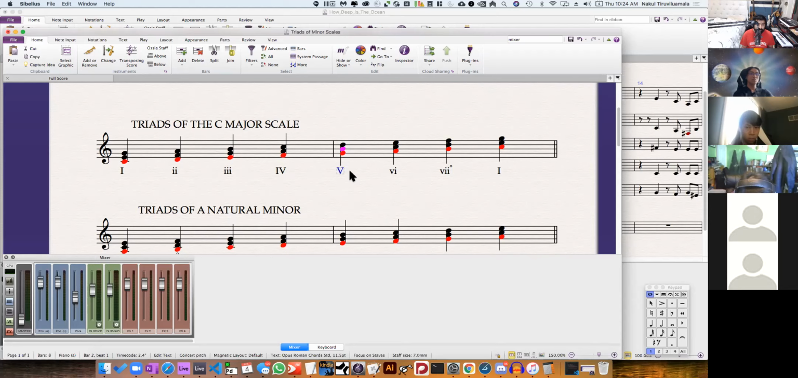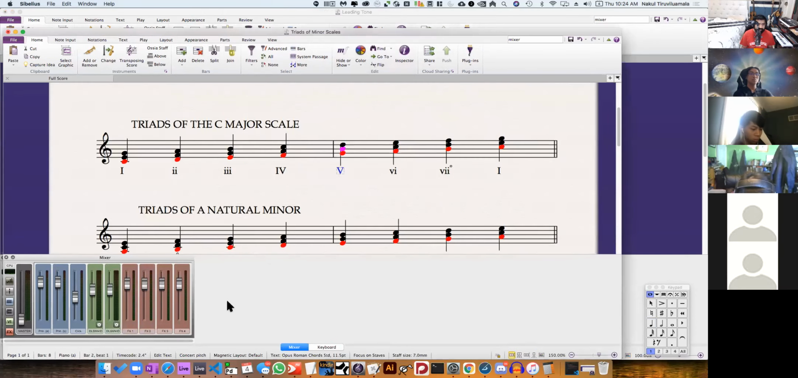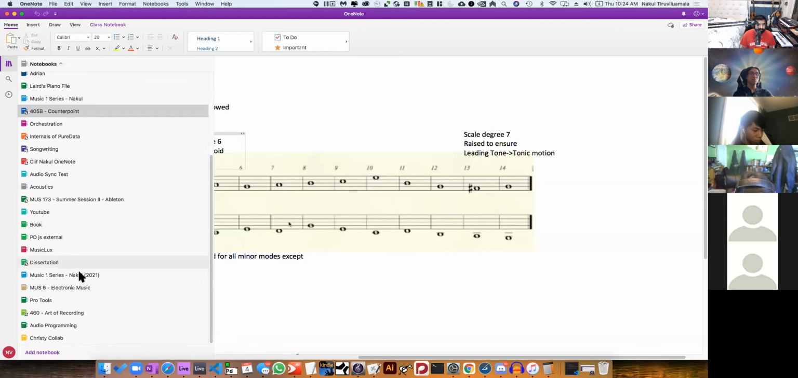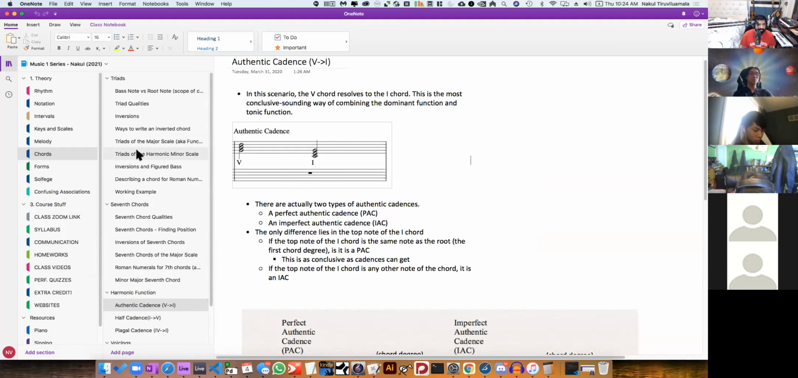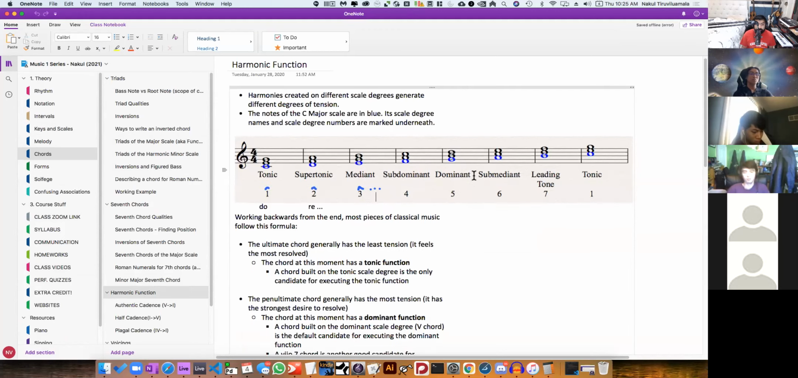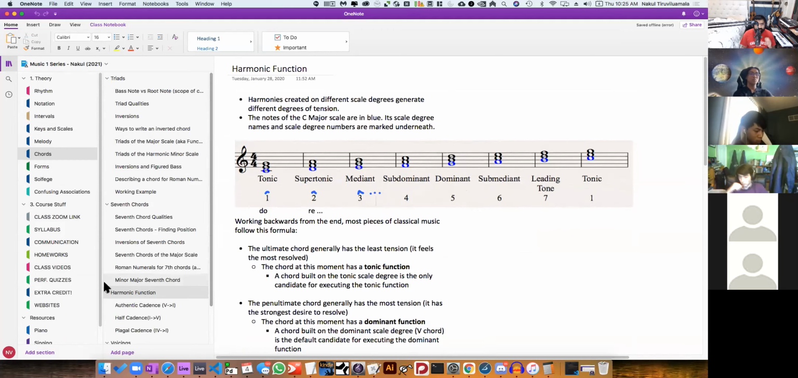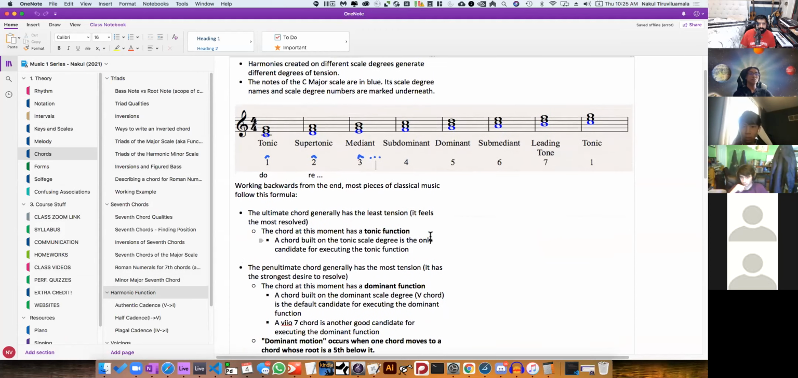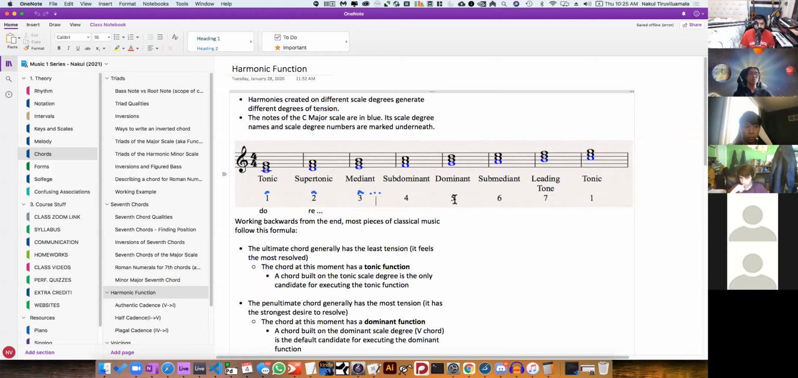Basically, what it means is that this 5 chord is the dominant, right? That's the scale degree name. You know how we called the 7 chord the leading tone? This 5 chord right here is called the dominant, right? And so there's this idea of this dominant function, okay?